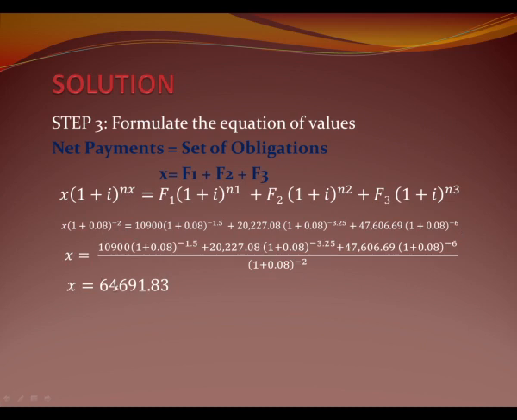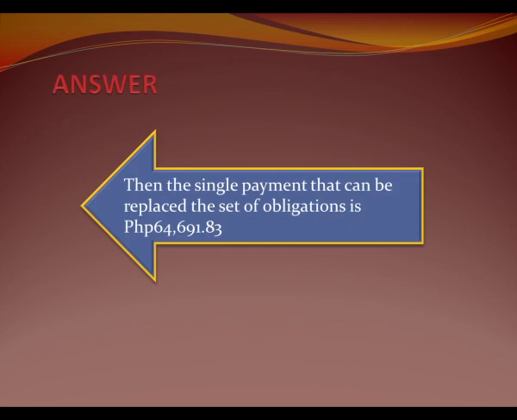And then using your calculator, you will get the single payment now is 64,691.83. And then as our final answer, we have that a single payment that can replace all the set of obligations is 64,691.83 pesos.